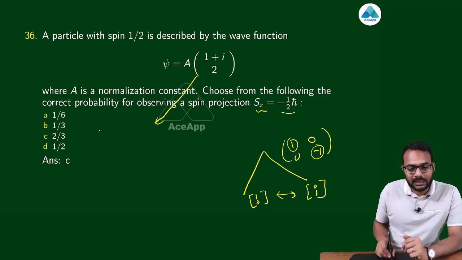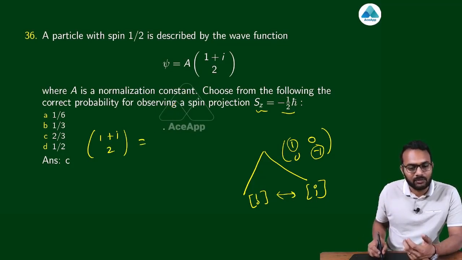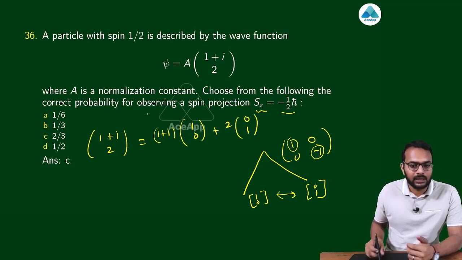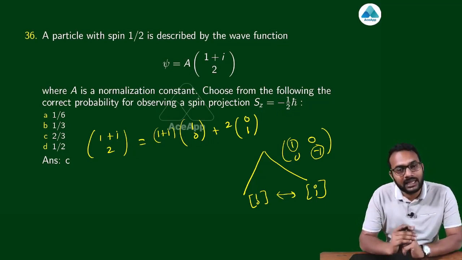We have the state (1 plus i, 2). What we have to do is expand it in this basis, and this basis expansion is very simple. It is (1 plus i) multiplied by (1, 0) plus 2 multiplied by (0, 1). Adding these gives us the state. Now we have expanded the given state in the basis set spanned by the eigenvectors of Sz.